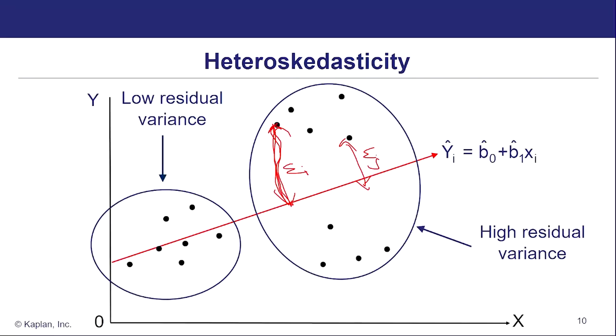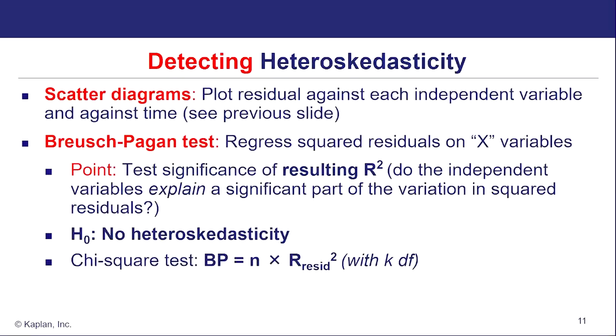Now, not all data is as obvious as what we just saw, and so we need a more formal test of checking for conditional heteroskedasticity, and that more formal test is the Breusch-Pagan test. The Breusch-Pagan test is conducted by first regressing the squared residuals.